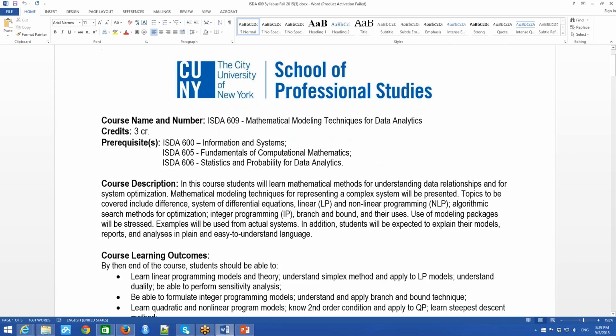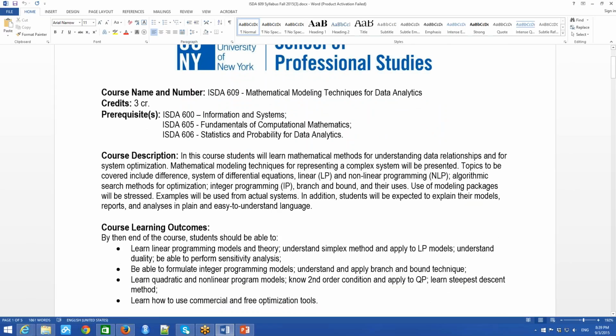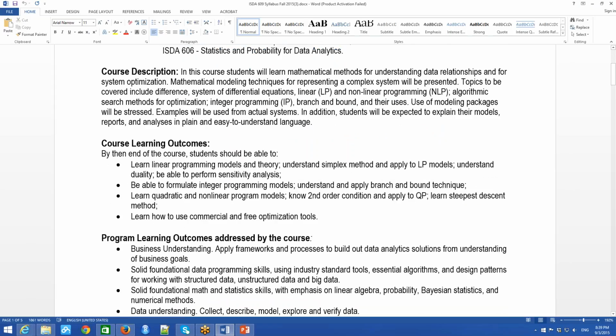Can you hear me? So as you know, this is a core course, and I don't really want to spend a lot of time on the course description, but the idea is it would include different systems of differential equations, linear and nonlinear programming, algorithm search methods for optimization, integer programming, where branch and bound is one of the methods, and then use of modeling packages in R. Again, you can use R optimization packages here.